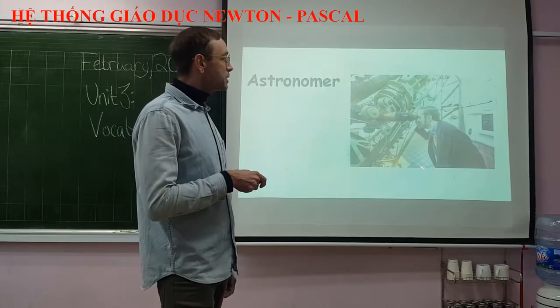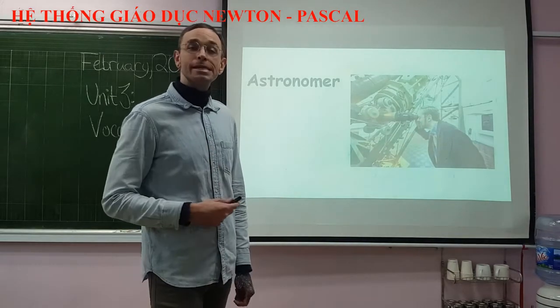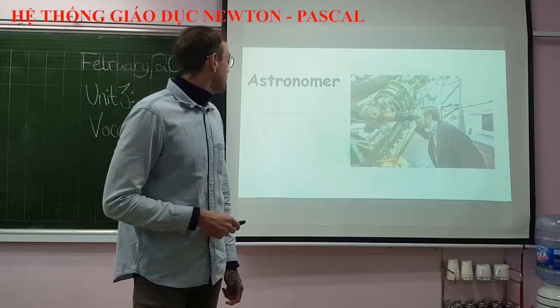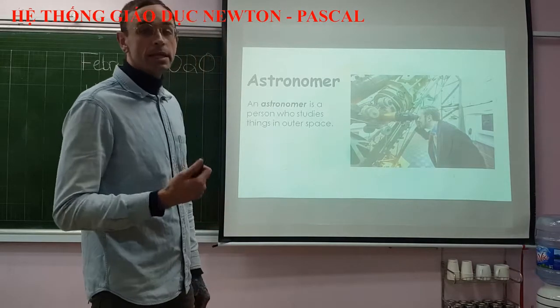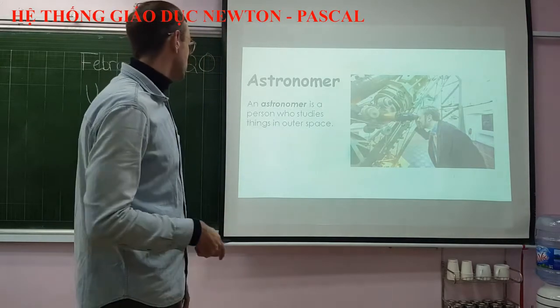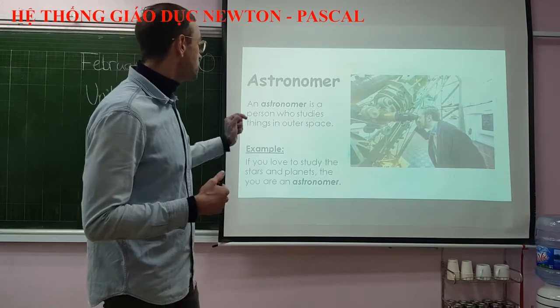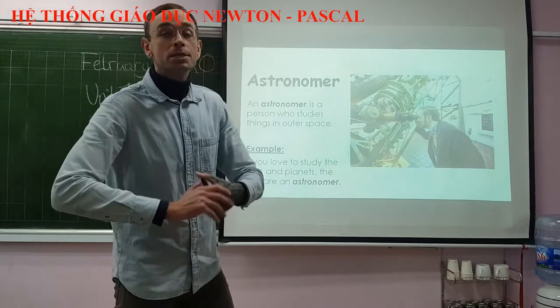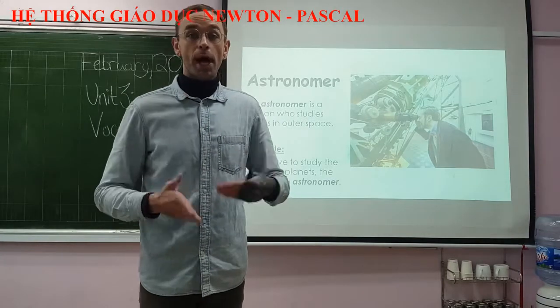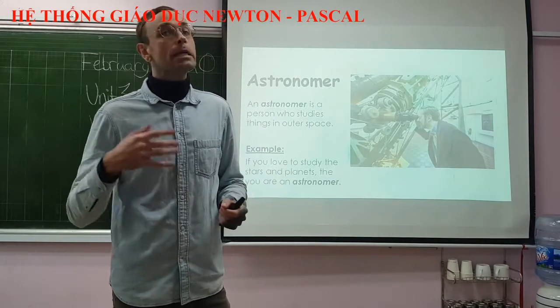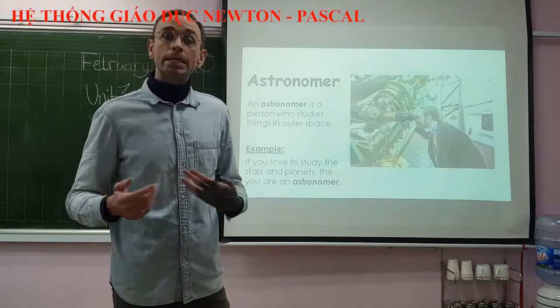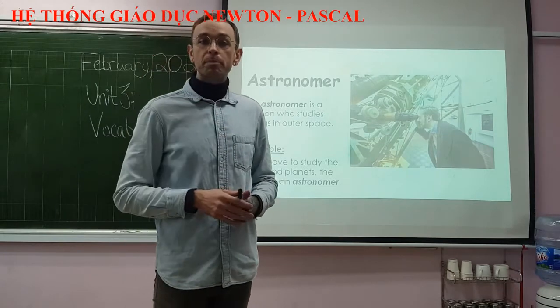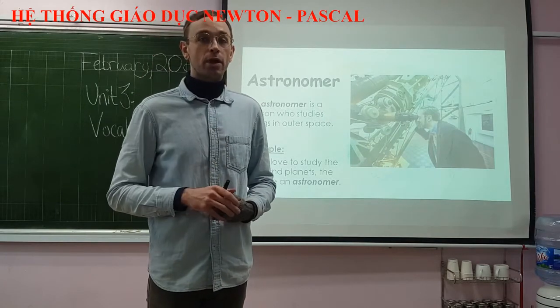Astronomer. Here you can see a picture of a man. This man is an astronomer. He is an astronomer because he studies things in outer space. If you love to study the planets, you are an astronomer. Some people do that for their job. They go to school for many, many years, and they study to be an astronomer. We call those people professional astronomers.